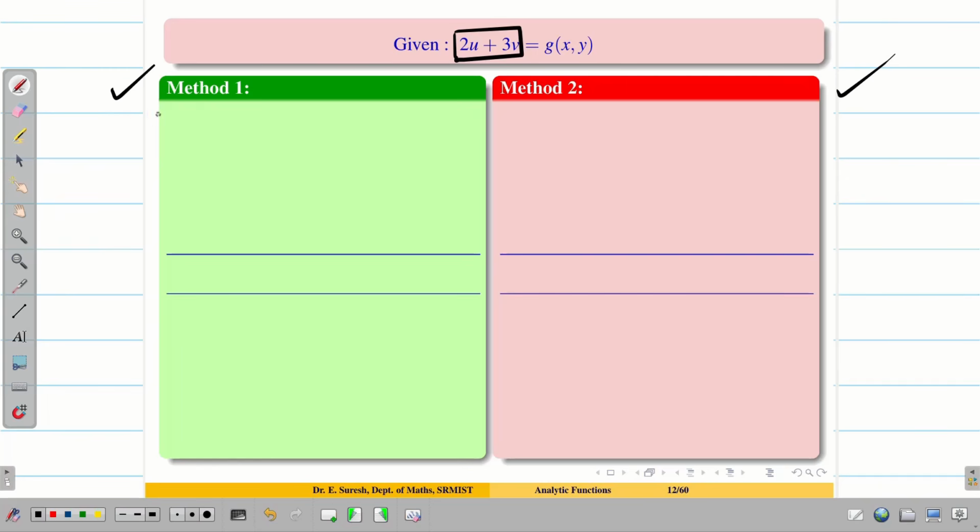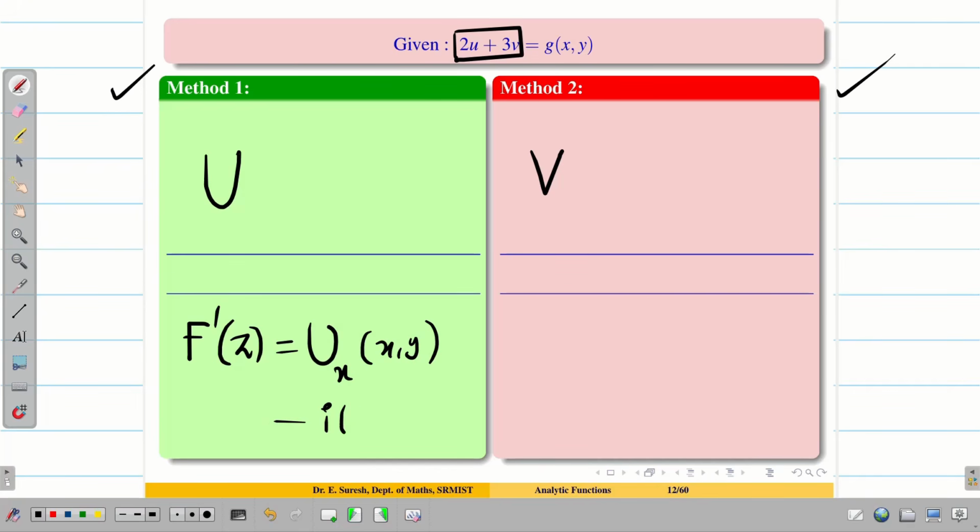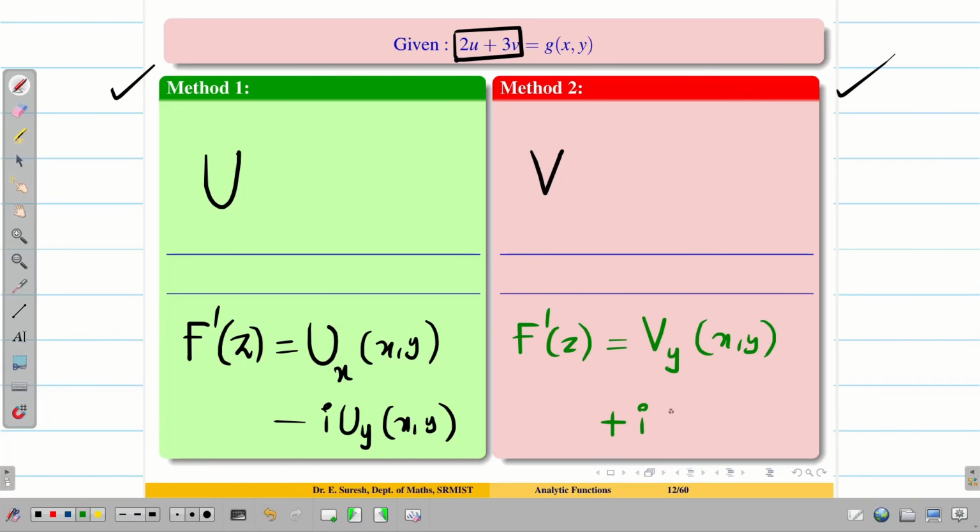Suppose you are converting this into real part, I will assume this as capital U, and for the imaginary part we will assume this as capital V. If we are going for the real part, then we write capital F dash of z is equal to capital Ux of x comma y minus I into capital Uy of x comma y. If you are going for the second one, here capital F dash of z is equal to capital Vy of x comma y plus I into capital Vx of x comma y.